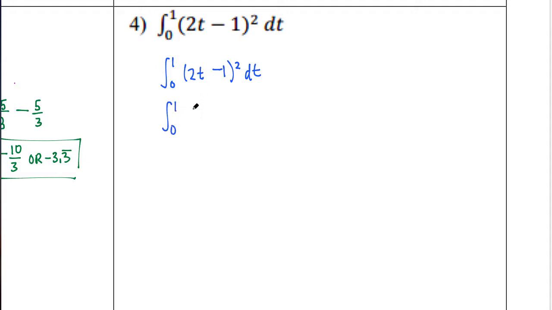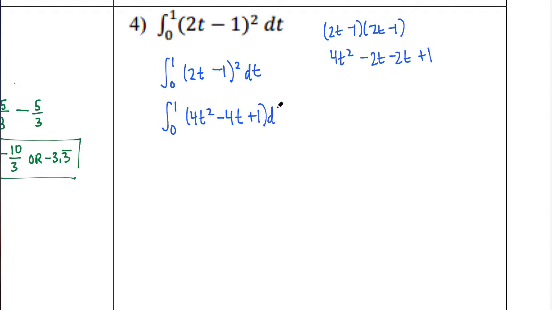So I'm going to go ahead and expand this square. So we have 2t minus 1 times 2t minus 1. So now we have 2t times 2t, which is 4t squared. Then we have minus 2t minus 2t, and then plus 1. So in the end, I'll have 4t squared minus 4t plus 1 dt.